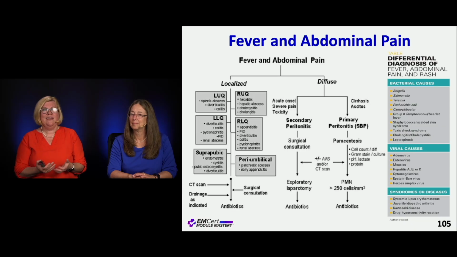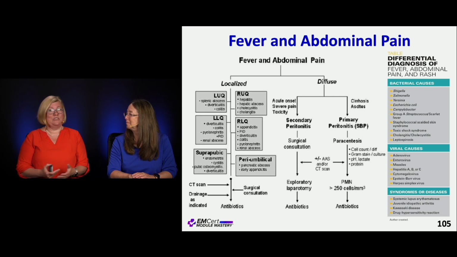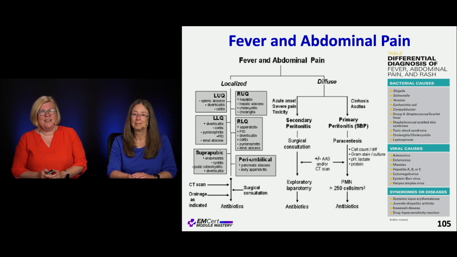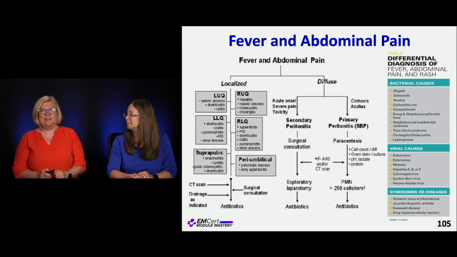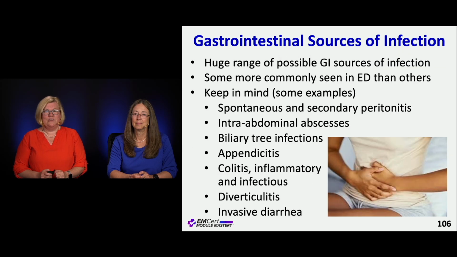This is one of those general slides that reminds you that there's left upper quadrant, right upper quadrant, all the different things that could be in those different areas. Some of these things are going to get CT scans, some will get surgical consultations, but then you also have patients with non-focal, diffuse abdominal pain, and that could be things like peritonitis, which has a list of causes. So the differential is quite large, and you've got to get your exam and your history to nail down what's going on. There's a huge range.